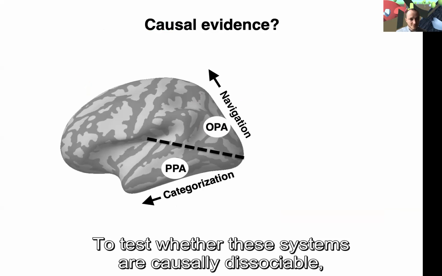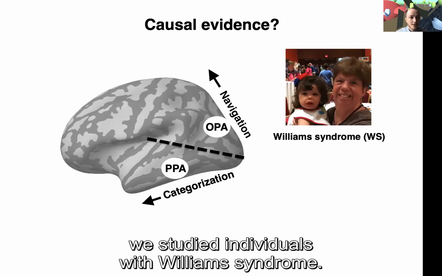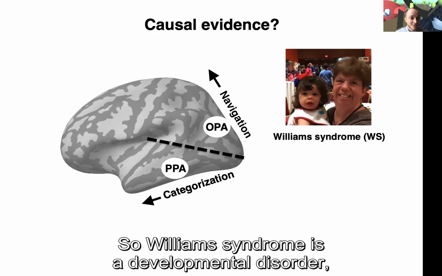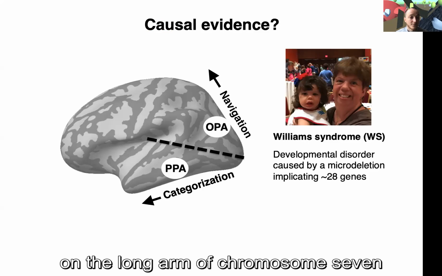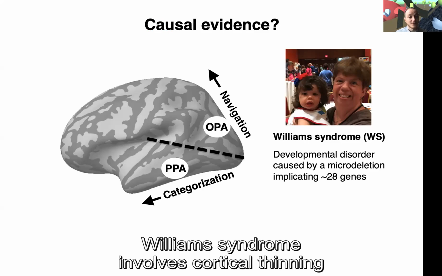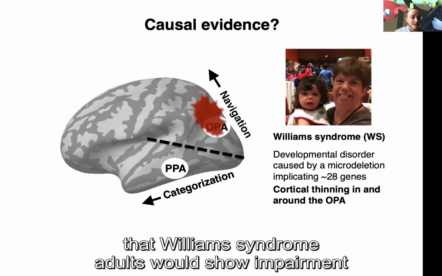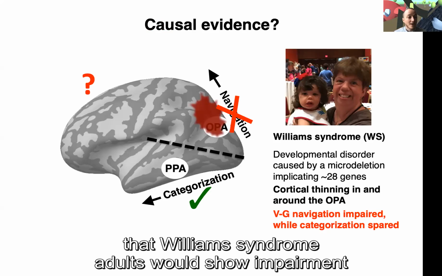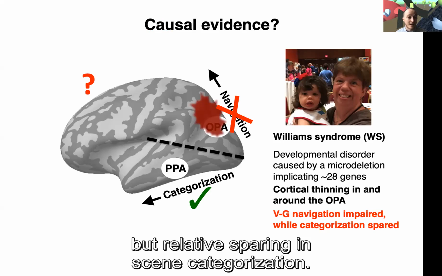Okay, so now let's turn to the first question. To test whether these systems are causally dissociable, we studied individuals with Williams syndrome. So Williams syndrome is a developmental disorder. It's caused by a microdeletion of about 28 genes on the long arm of chromosome 7. And most relevant to the current study, Williams syndrome involves cortical thinning in and around the dorsal stream, likely including OPA. So for this reason, we predicted that Williams syndrome adults would show impairment in visually guided navigation, but relative sparing in scene categorization.